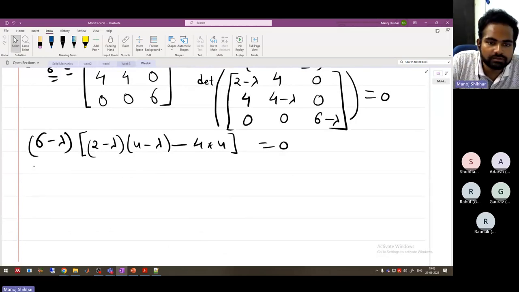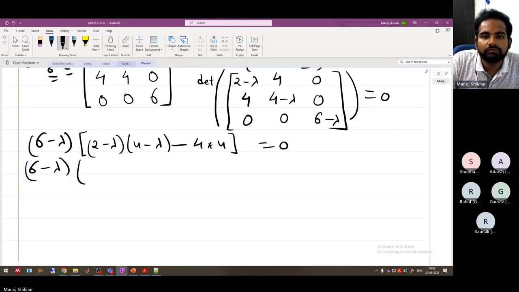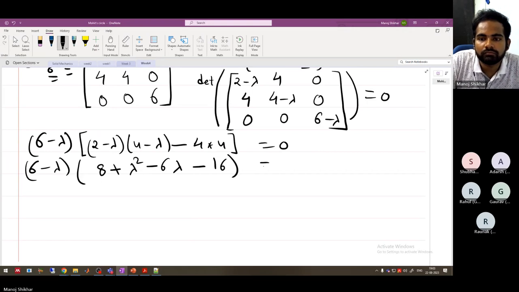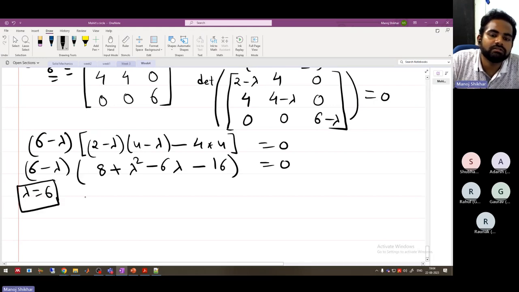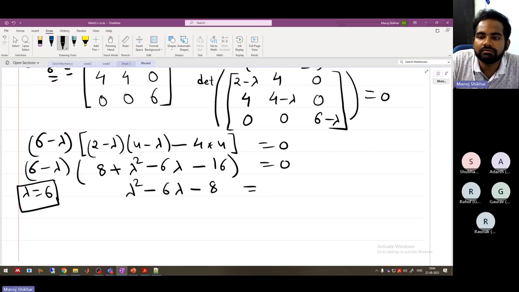So let's solve this: 6 minus lambda into... So one of the eigenvalues is 6. You can see directly from here. And I will talk about this after I solve this part. Lambda square minus 6 lambda minus 8 equal to 0.